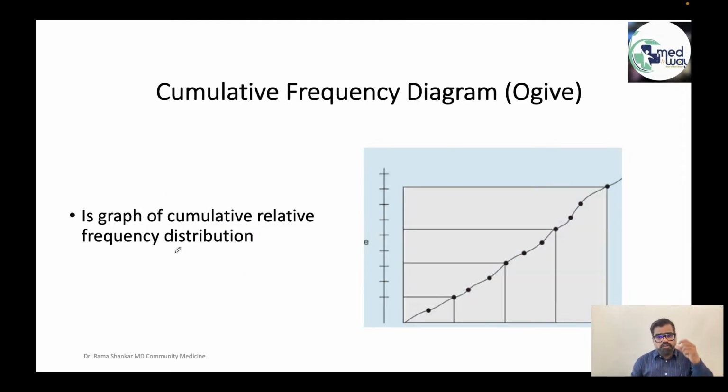When you are trying to represent a cumulative frequency diagram, this will definitely go upward, which is also called an ogive curve. So for a cumulative frequency distribution curve, the best way of showing it is the ogive curve.